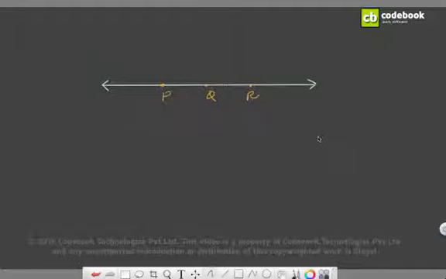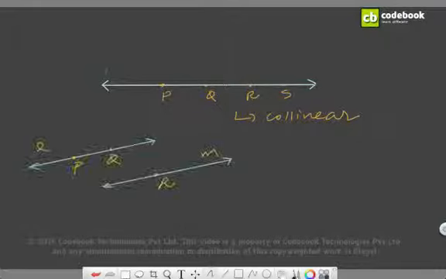Next, let's learn about collinearity. If three or more points lie on the same line, then those points are called collinear points. So here P, Q, R are collinear points because there are 3 points and they lie on the same line. Similarly, if you have one more point S, all 4 points are said to be collinear points.